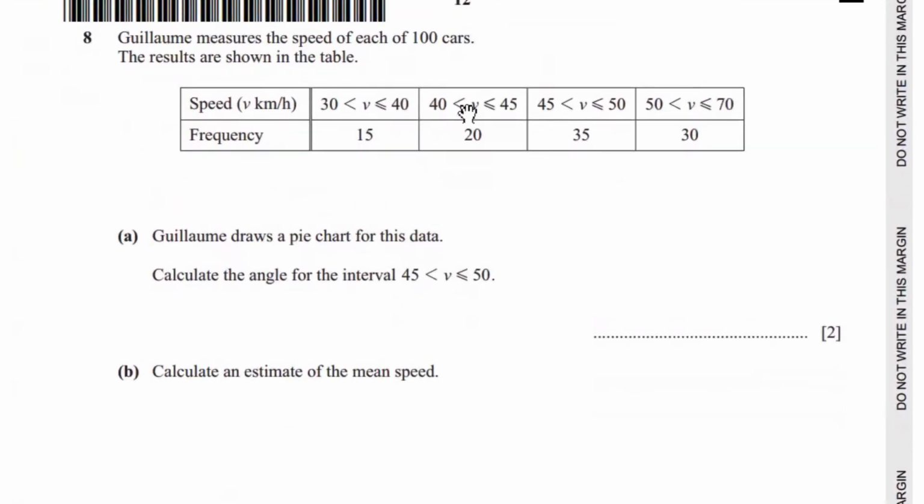Question 8 says that this guy is measuring the speed of each of 100 cars. The results are shown in the table. He draws a pie chart for this data. Calculate the angle for the interval 45 to 50. So for 45 to 50, the angle is going to be 35 over 100 times 360, and that is going to give us 126 degrees.